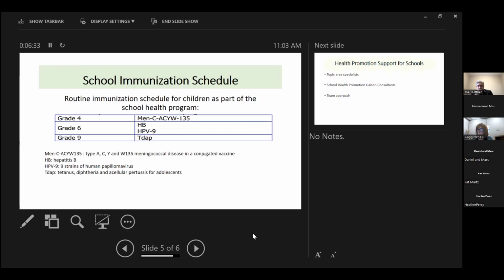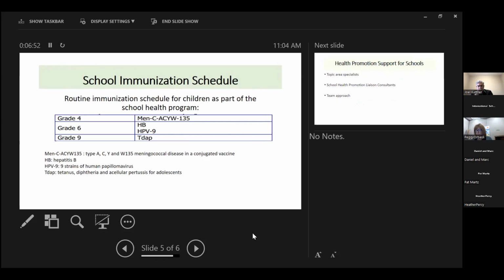This slide just shows what the school immunization schedule looks like: grade 4, grade 6, and grade 9. Some of those vaccines will have 2 doses. The way the process works is that the community health nurses are assigned a school or a couple of schools, and they will case manage those schools for these vaccination programs.